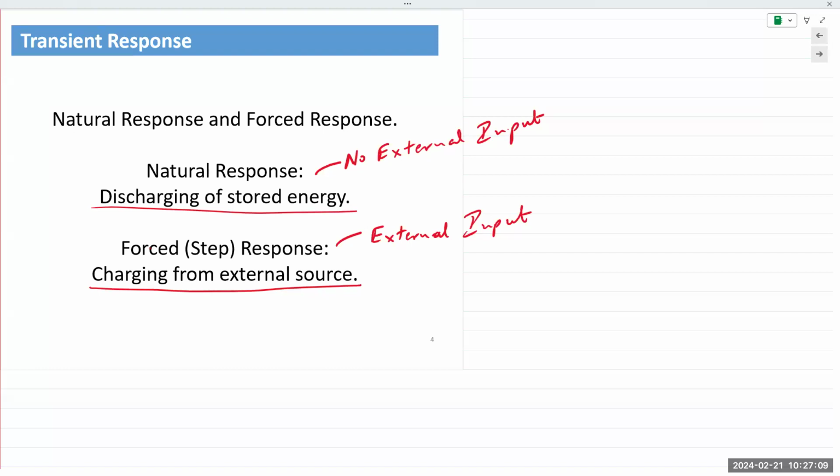So there are 4 circuits we look at. We have natural and forced response for both RL and RC. So we have natural response for RL, natural response for RC, forced response for RL, and forced response for RC. So 4 different circuits, but they all have exactly the same form. We are not going to go in depth. We're not going to look at how it's derived because it's more important for you to understand what to do with the equation once you have it. And we'll start with natural response first.